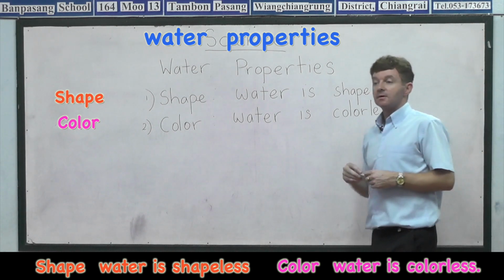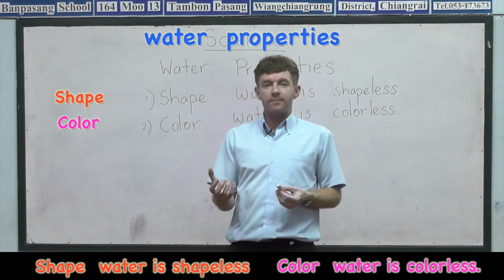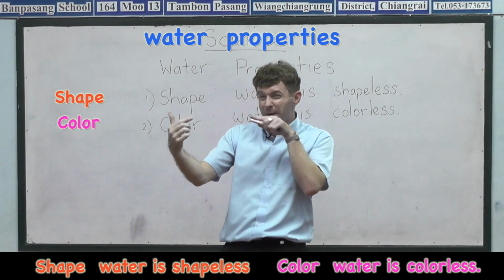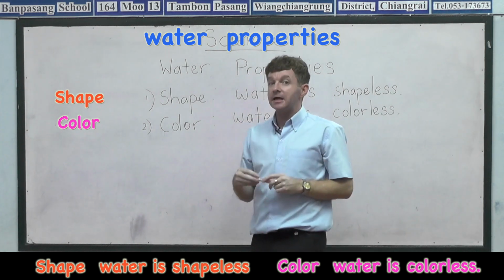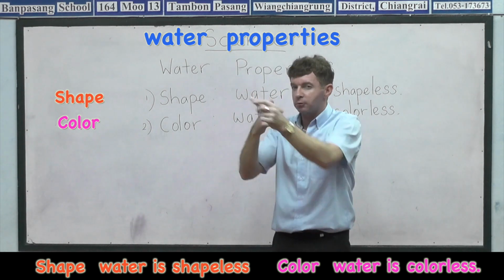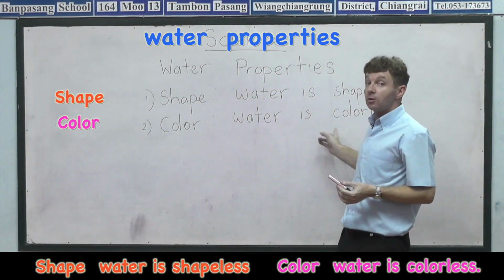Water is colorless. Yes, if you have a glass or a bottle of water, if you look closely, you'll be able to see through the water. You might not be able to see clear, but you'll be able to see through to the other side. That's because water is colourless.